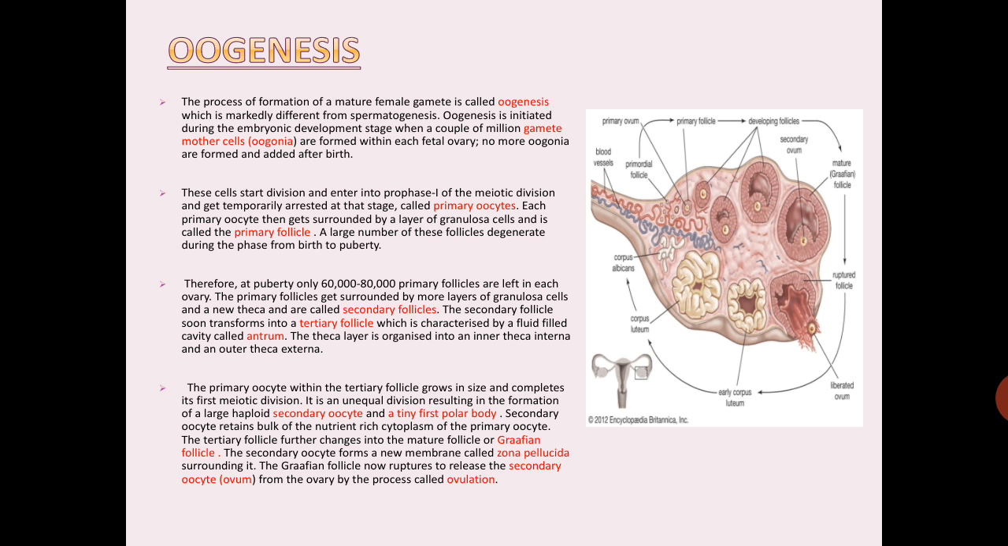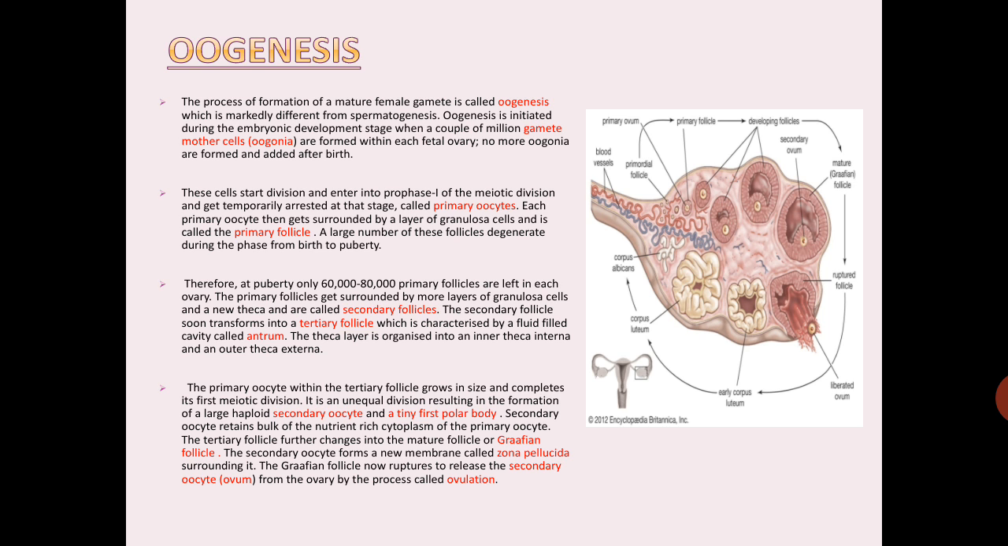Now after the birth the cells start undergoing division. They enter prophase 1 and get temporarily arrested at this stage, and it is called the primary oocyte. Now this primary oocyte gets surrounded by a layer of granulosa cells, and it is called the primary follicle. So the primary follicle has the primary oocyte inside. Now this primary follicle gets transformed into the secondary follicle. The secondary follicle gets transformed into the tertiary follicle, and the tertiary follicle is characterized by a fluid filled cavity called the antrum.